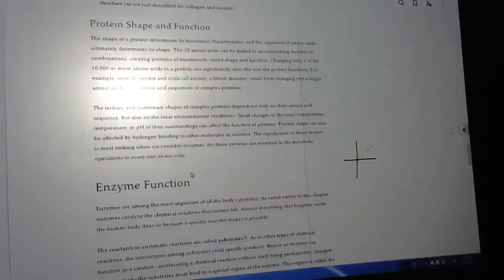Globular proteins like gamma globulin, hemoglobin, right? Those are all tertiary proteins. And fibrous proteins, and this would be like collagen, straight, long, strong. Protein shape and function, make sure you read that. There it is, changing one of the 10,000 or more amino acids in a protein can alter the way the protein functions. Like sickle cell anemia, which is a red blood cell that's not in its correct shape, right? So it's not in its correct shape.